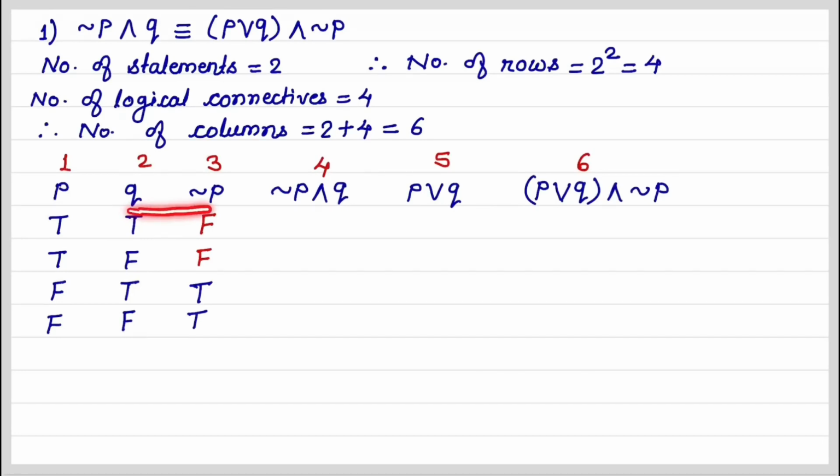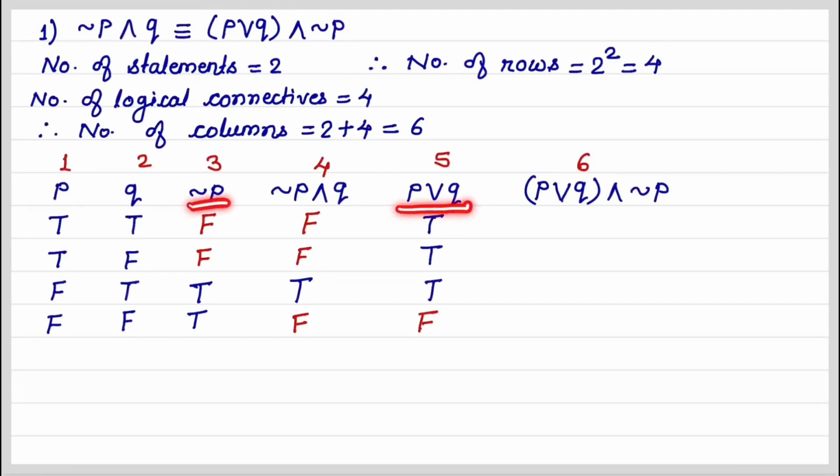Next we have to take conjunction of these 2 statements, and we know conjunction is true when both the statements are true. Here first 2 values of negation of P is false, therefore conjunction will be false. Here both the statements are true, therefore their conjunction is true. Then first statement is false and second is true, therefore their conjunction is false. Next we have to take disjunction of P and Q, and we know disjunction is false when both the statements are false. Only fourth entry is false, all other are true.